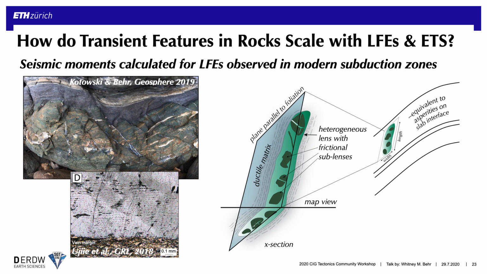So I kind of envision them as something like the sketch on the right, where you have a heterogeneous lens that's smeared out on the interface, sort of a frictional viscous lens that contains frictional sublenses within it that record the displacement magnitude that's distributed over this area. So we can use these map scale features like that to estimate the source areas that are occupied by these small displacement events, with the idea that the events are able to communicate with each other across the heterogeneous frictional viscous patch.